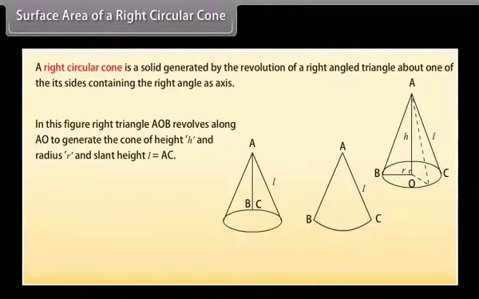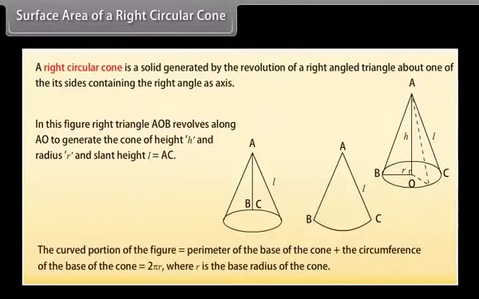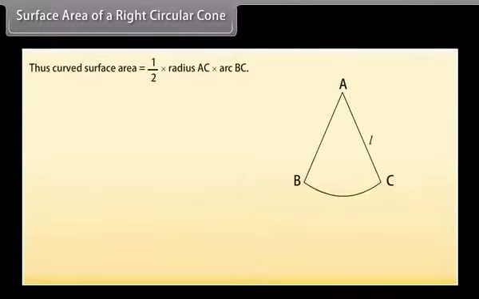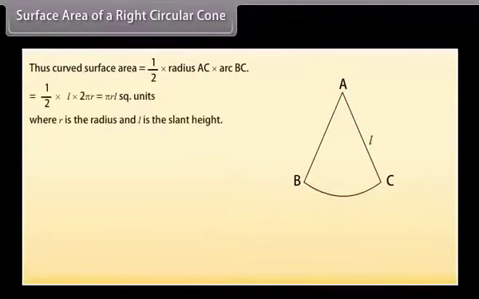To find the total surface of a cone, let us cut it along its slant height and spread it into a sector ABC. The curved portion of the figure is equal to the perimeter of the base of the cone, and the circumference of the base of the cone is equal to 2 pi r, where r is the base radius of the cone. Thus, curved surface area is equal to 1 upon 2 into radius AC into arc BC. This is equal to 1 upon 2 into L into 2 pi r, equals pi r L square units, where r is the radius and L is the slant height.